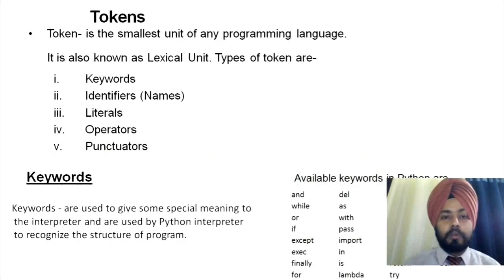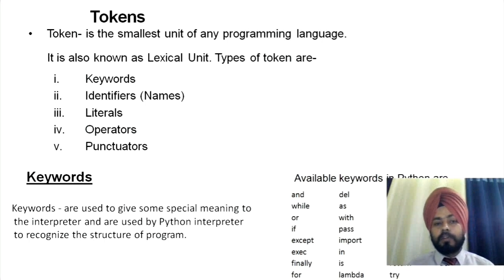Token is the smallest unit of any programming language. It is also known as lexical unit. Types of tokens are keywords, identifiers meaning names, literals, operators and punctuators. Keywords are used to give some special meaning to the interpreter and are used by the Python interpreter to recognize the structure of the program.